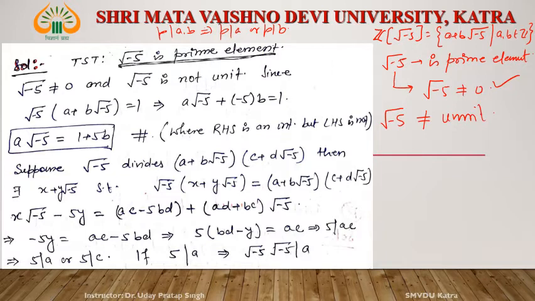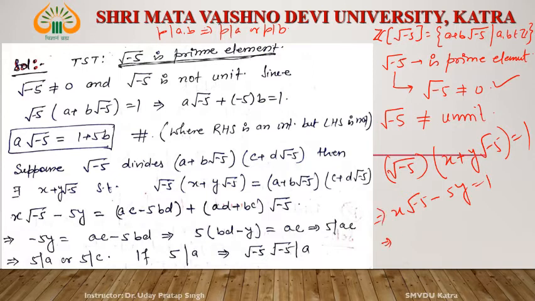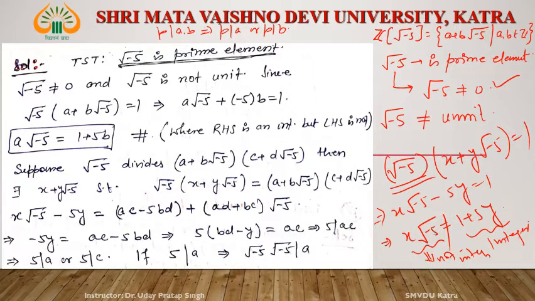Next, is square root of minus 5 a unit? Let us assume it is a unit. Then its inverse exists. Its inverse is of the type x plus y square root of minus 5, equal to 1. Then x square root of minus 5 minus 5y is equal to 1. This implies x square root of minus 5 is equal to 1 plus 5y. See, the right-hand side is an integer, but the left-hand side is not an integer. So these two cannot be equal. It means its inverse does not exist, so this is not a unit.